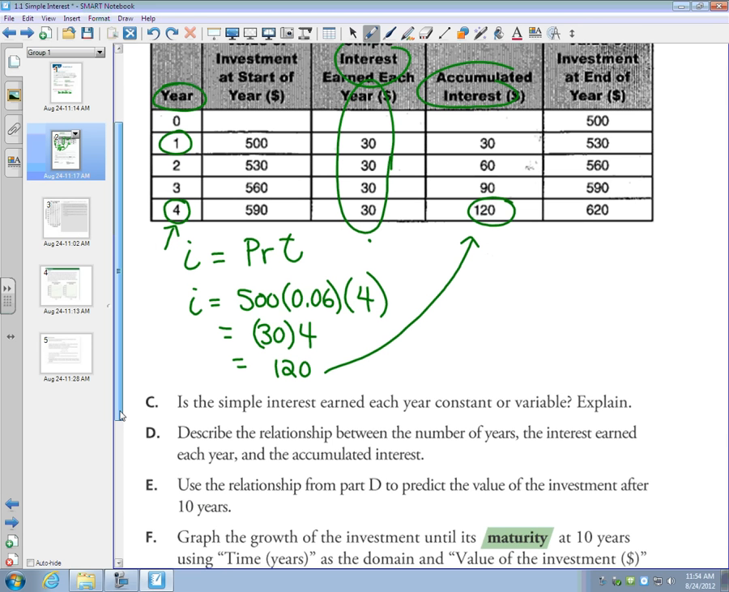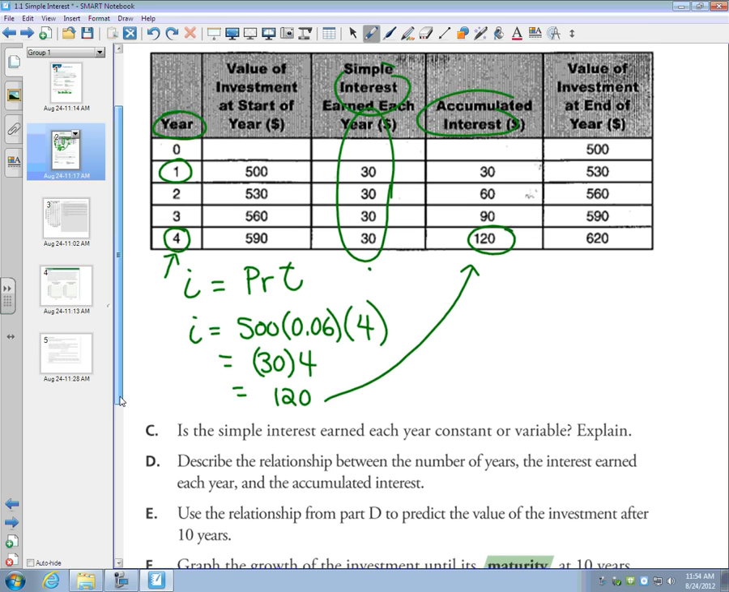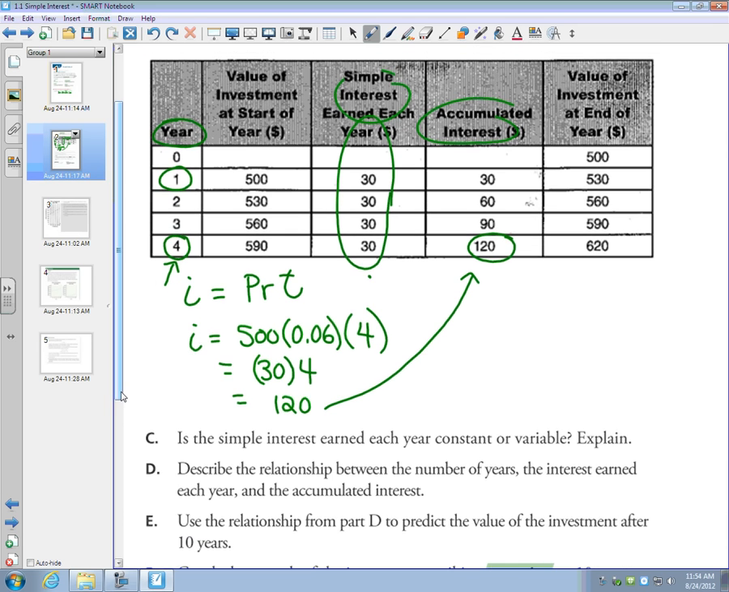Use the relationship from part D to predict the value of the investment after 10 years. So now what we're going to do is put a 10 there, and that'll tell us how much accumulated interest there is, but then I still have to add my principal on.